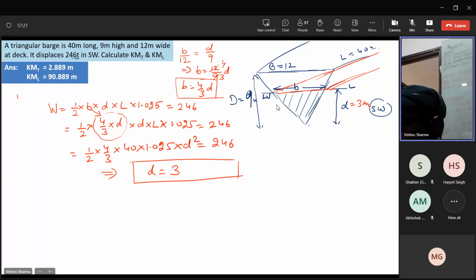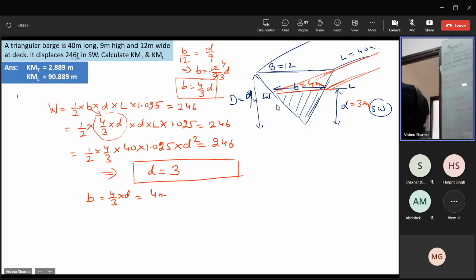Once I know the draft, I can get small b. Small b is equal to 4 by 3 into D. It will be equal to 4 meters. So I get the value of b also. Yes or no? Yes, sir. This has nothing to do with moment of inertia. This is basic geometry, law of flotation, which has to be used. The idea of doing these questions is they will trigger the thought process in you. If questions are familiar, you'll be able to handle them better.